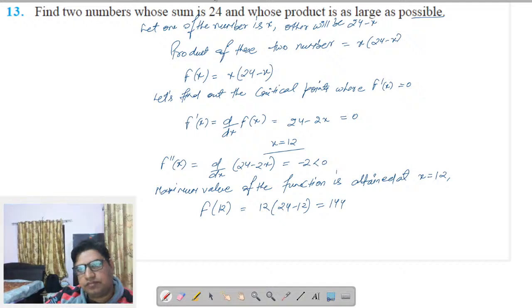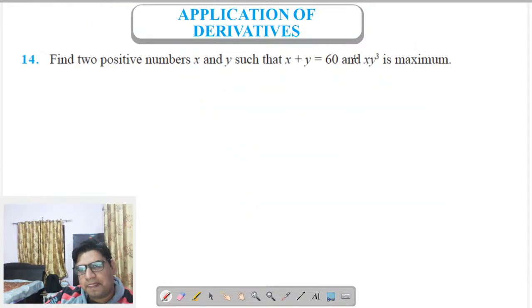ठीक है, so let's try to solve one more question. Find two positive numbers such that x plus y is equal to 60 and x y cube is maximum. Okay, so let's see. So x plus y is equal to 60, so here we have one of the equations, x plus y is 60.